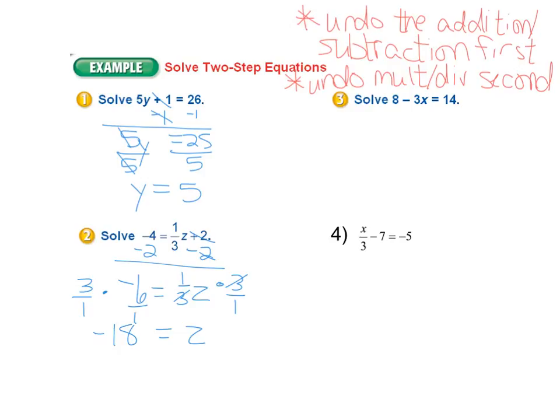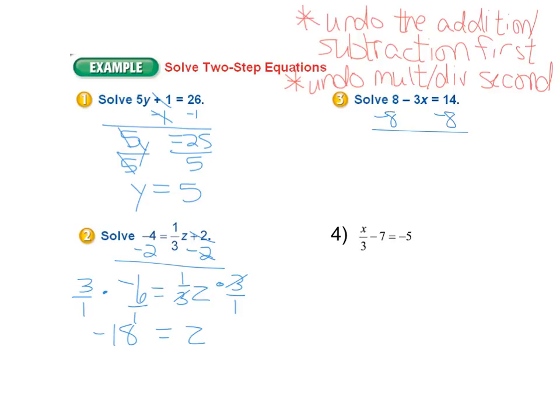Now, look at number 3. 8 minus 3x equals 14. This one sometimes throws people off because the variable's in the center, but that's okay. We look over here. I know I've got to isolate x, so I'm going to save this to the very end. I need to move the 8 first. This is my multiplication, negative 3x. I need to get rid of this positive 8. How do I get rid of a positive 8, or undo a positive 8? I'm going to subtract 8.